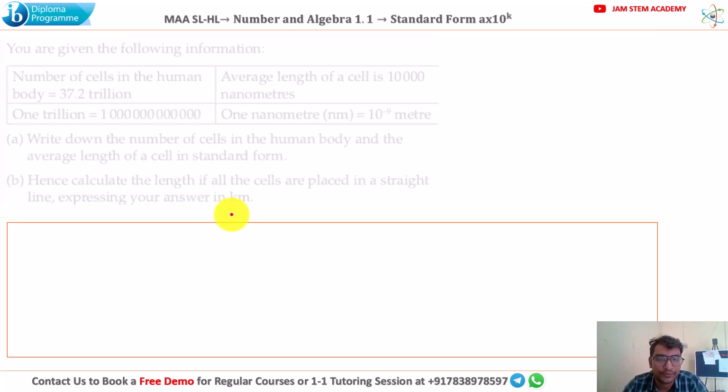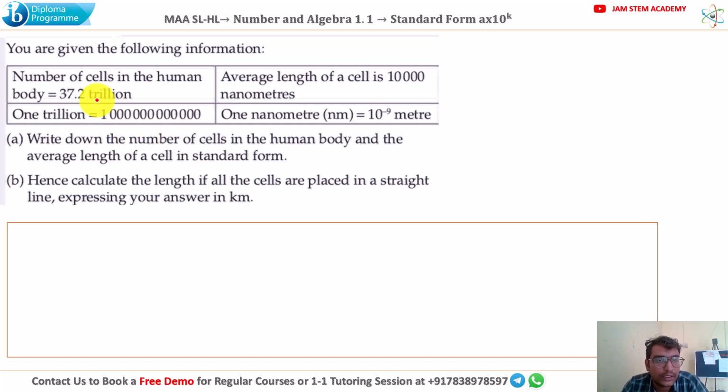Now, one question where this needs to be converted into the standard form as well as the decimal expansion. It says the number of cells in the human body is 37.2 trillion, and 1 trillion is 12 zeros, and the average length of a cell is 10,000 nanometers, and 1 nanometer is 10 raised to the power minus 9 meters. So conversions are already known to us. First part says write down the number of cells in the human body and the average length of the cell in the standard form.